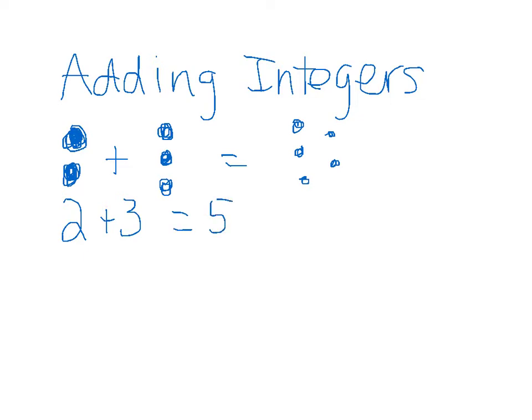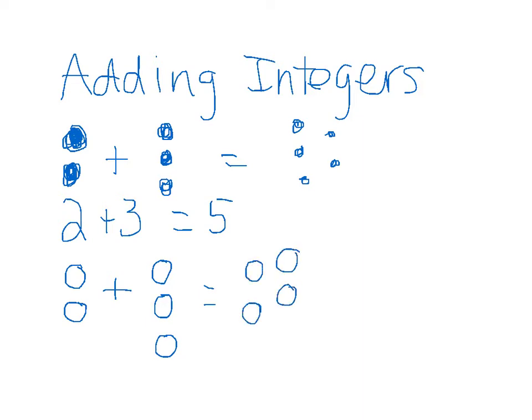What if I were adding 2 negative numbers? Think back to the checkers. Let's just say this is a negative. If I have 2 negatives and I put 3 more negatives into the set, you can see that I have 5 negatives. In other words, negative 2 plus negative 3 is equal to negative 5.